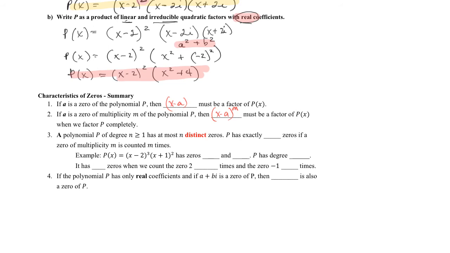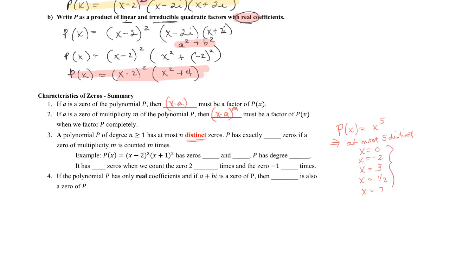A polynomial p that has a degree greater than or equal to 1 has at most n distinct zeros. Okay, so what that means is if I have, let's say, a polynomial p of x, and let's say it's to the 5th degree, so it's a 5th degree polynomial, then that means it has at most 5 distinct zeros. Now distinct being, not like the others. So maybe one of them is x equals 0, x equals negative 2, x equals 3, I don't know, x equals 1/2, and x equals 7.